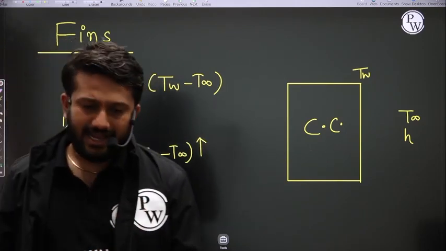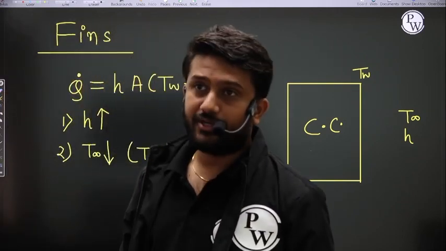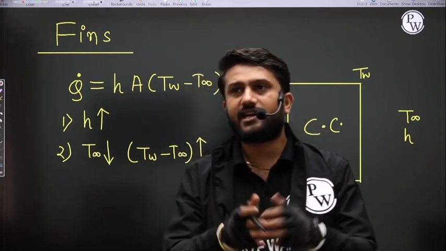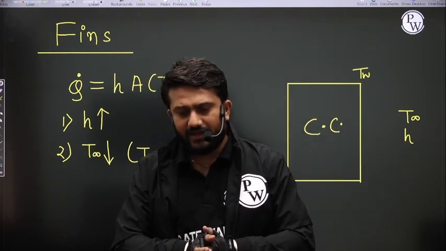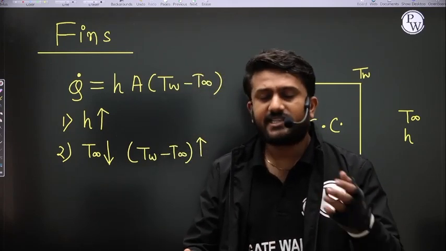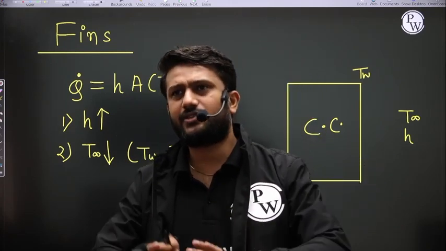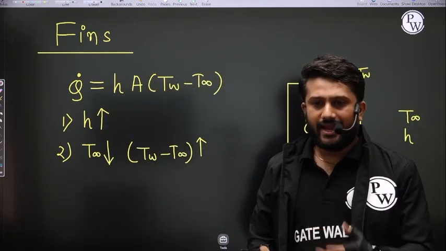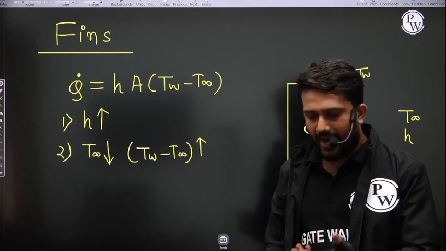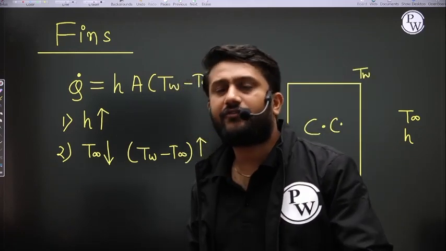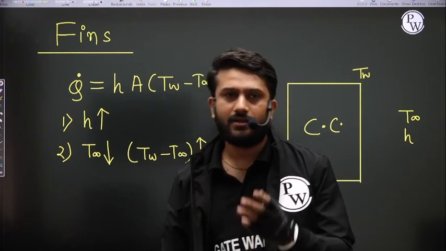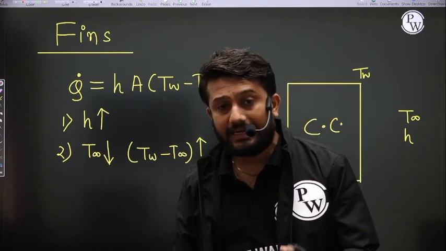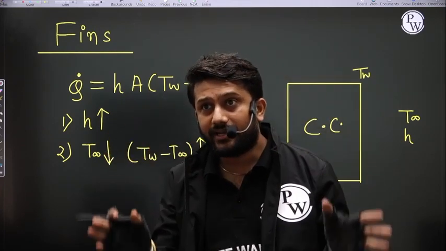To decrease the ambient temperature, let us assume if the surrounding is small, let us assume this room is a surrounding, and there is some machine, and I want to increase the rate of heat transfer so that the machine works properly. So what am I doing here? I want to decrease the T infinity, that means I want to decrease the room temperature.